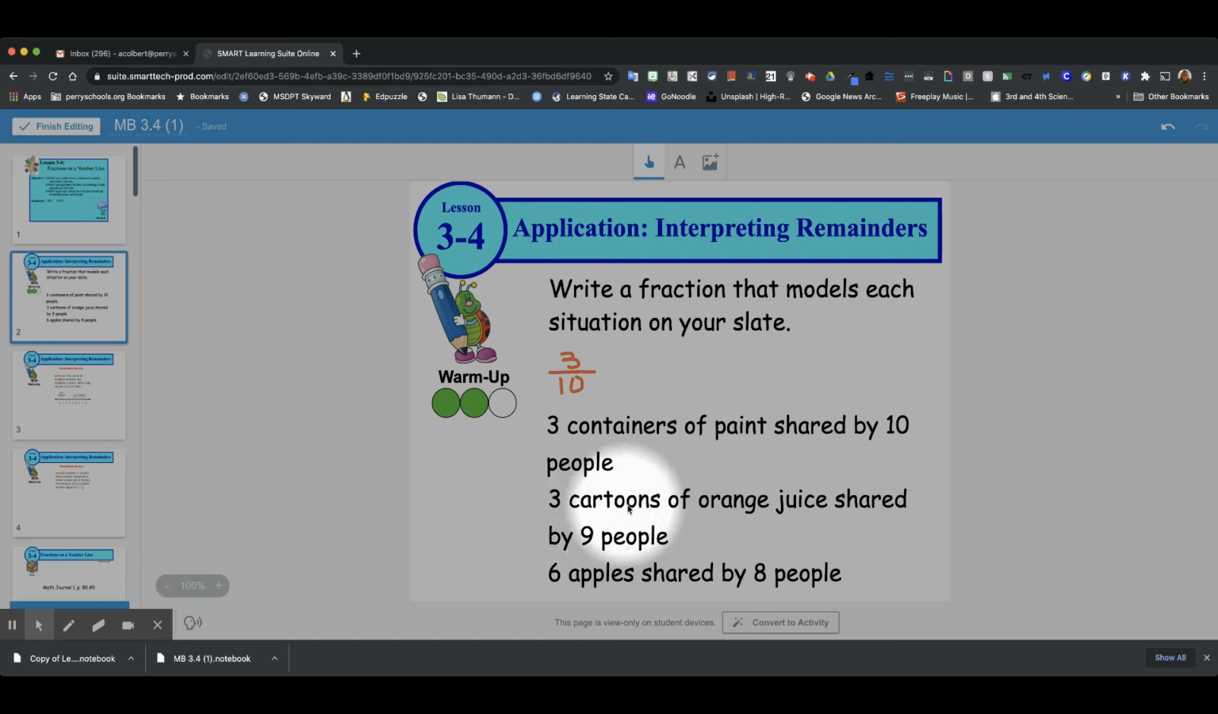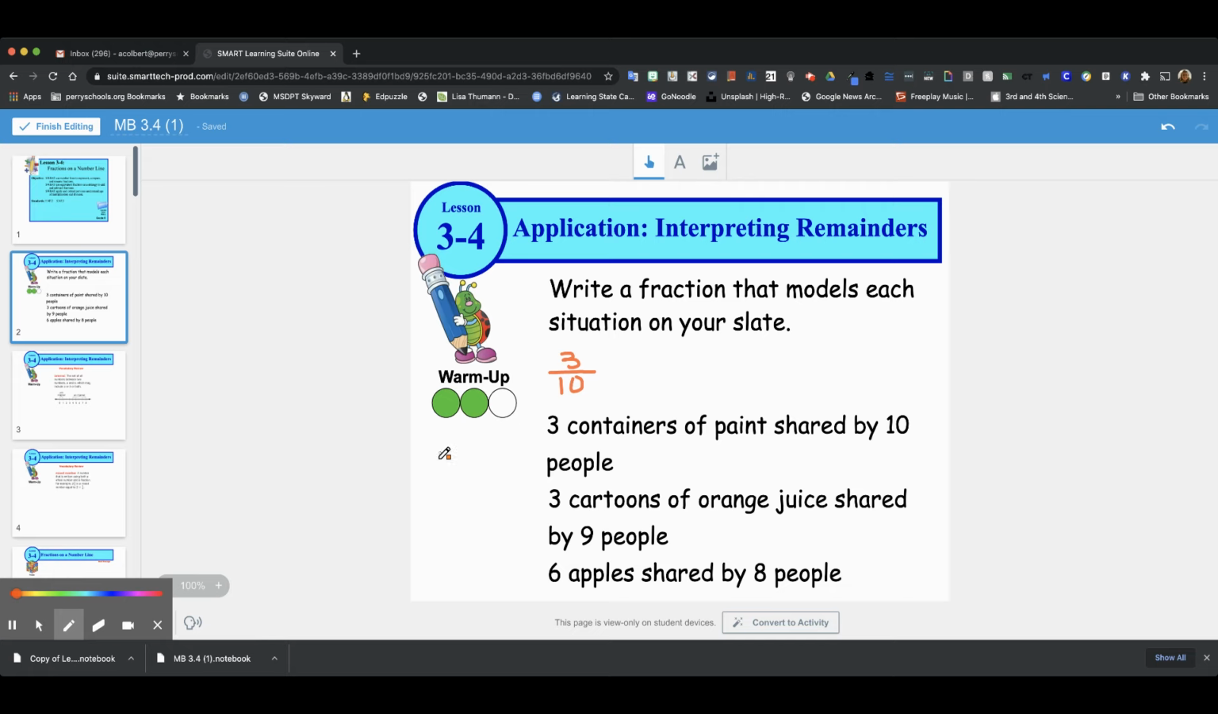Next one, 3 cartons, I bet that's supposed to be cartons, of orange juice shared by 9 people. 3 shared by 9. Hopefully you got 3 shared by 9. And fun fact, we can reduce this one. 3 divided by 3 is 1. 9 divided by 3 is 3. So you could make an equivalent fraction of 1/3 in its most simplified reduced form.